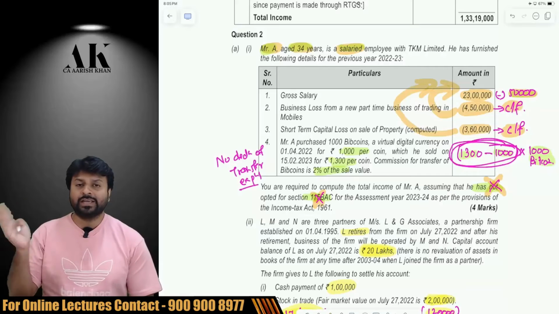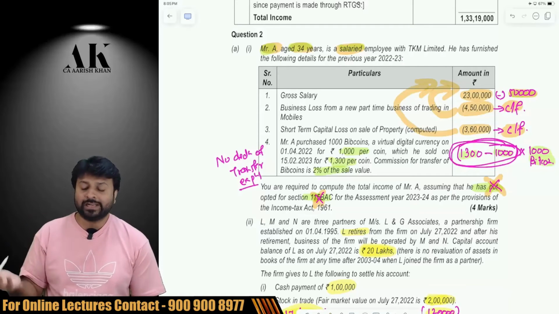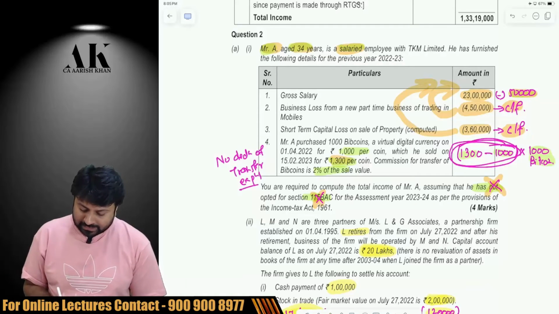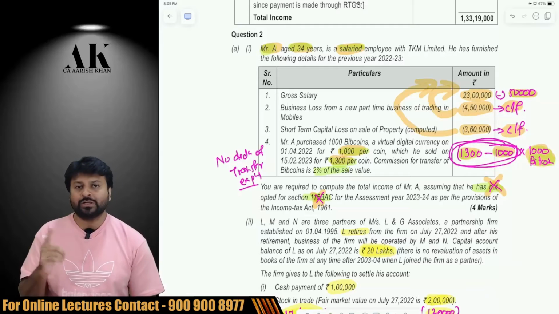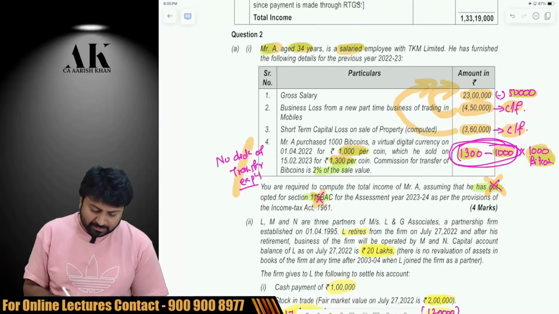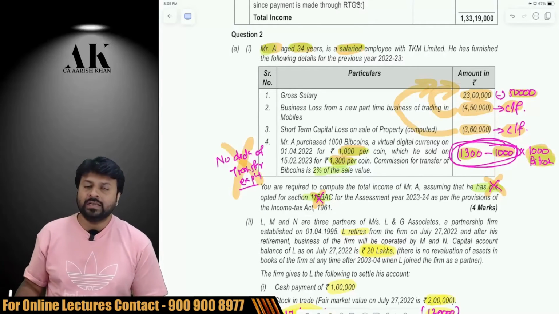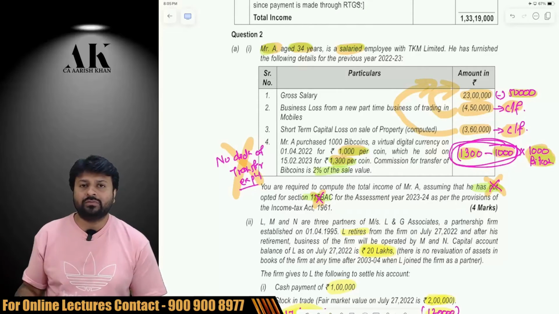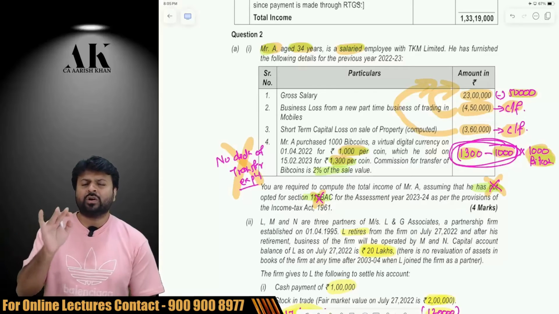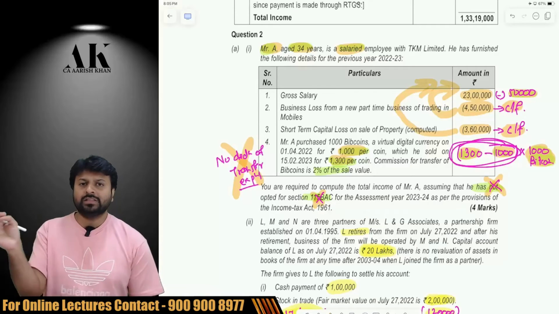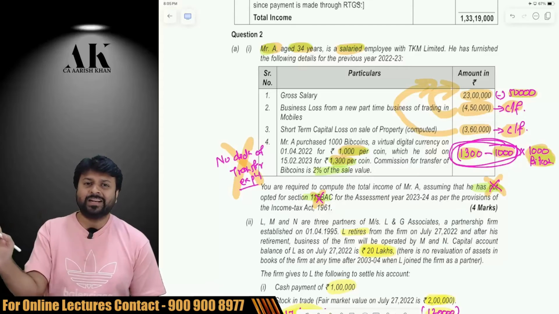Apart from that, he is also selling some bitcoins, or you can say virtual digital asset. Therefore, the selling price of the virtual digital asset is 1,300 and the cost of the virtual digital asset is 1,000. So, 300 rupees is the profit multiplied by 1,000 quantity. No deduction of transfer expenses is allowed for virtual digital asset as per section 115BBH. Therefore, here you are not going to get any deduction of expenses on transfer. Only cost of acquisition is allowed. Therefore, 1,300 minus 1,000 is directly taxable at 30%.